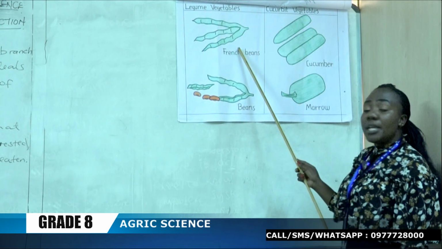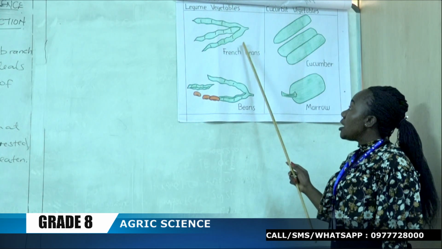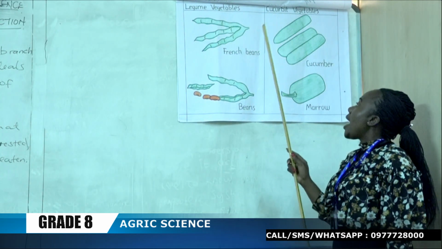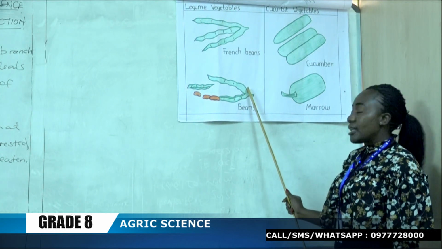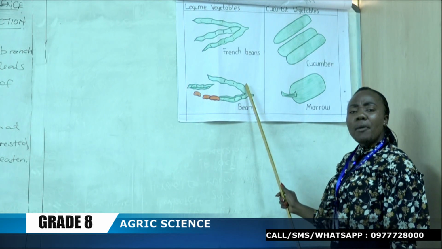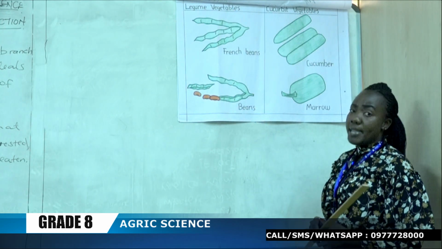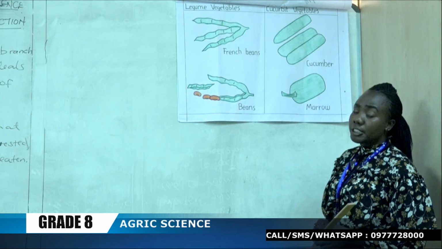I have French beans. French beans is an example of legume vegetables. Apart from French beans, I also have beans, which is an example of legume vegetables. Apart from beans, I also have green beans, which is also an example of legume vegetables.